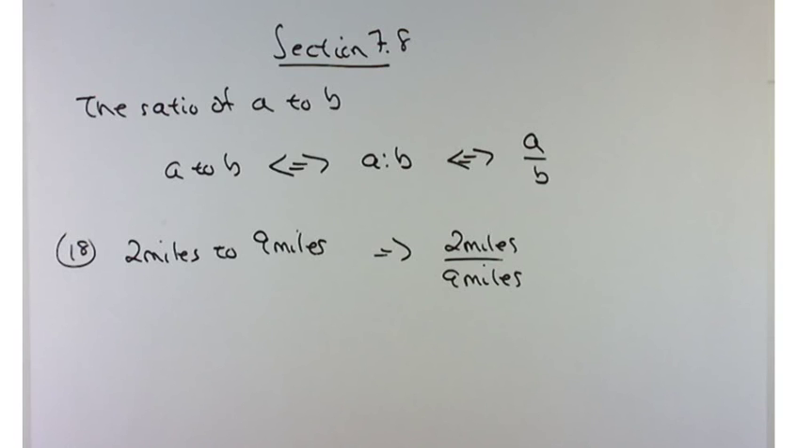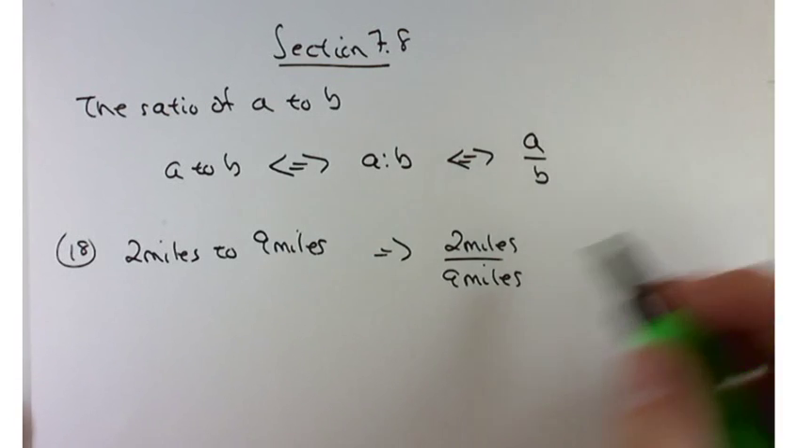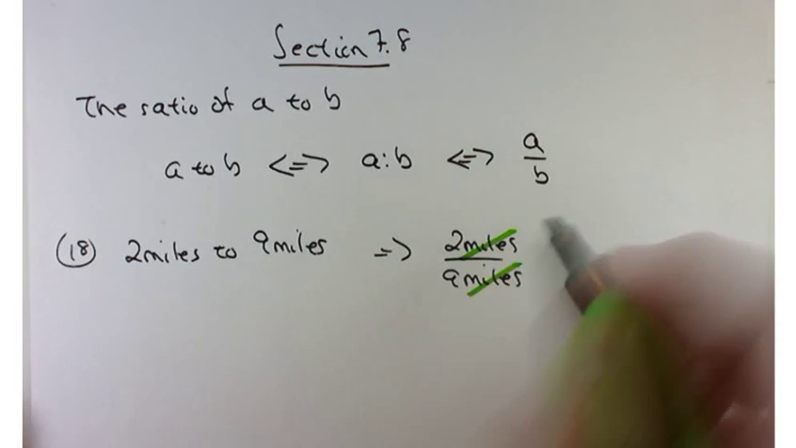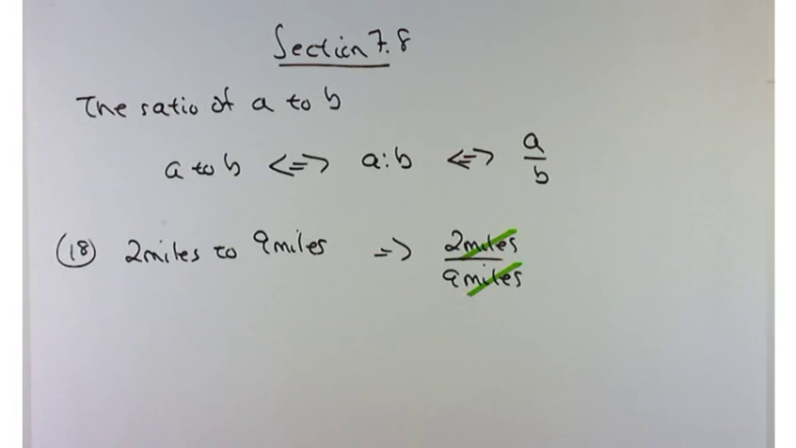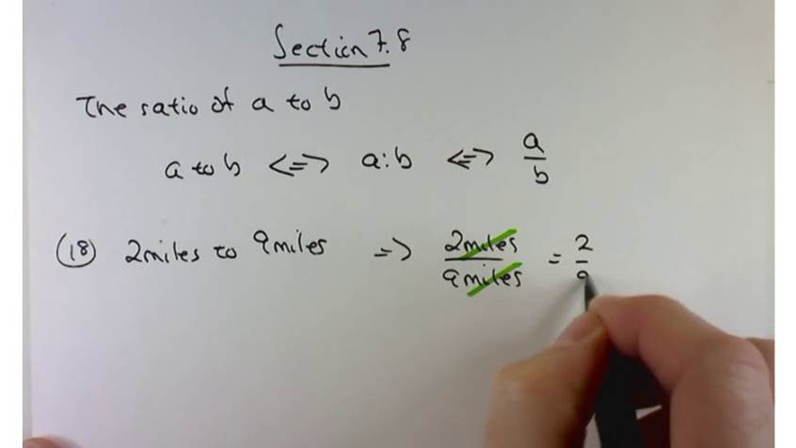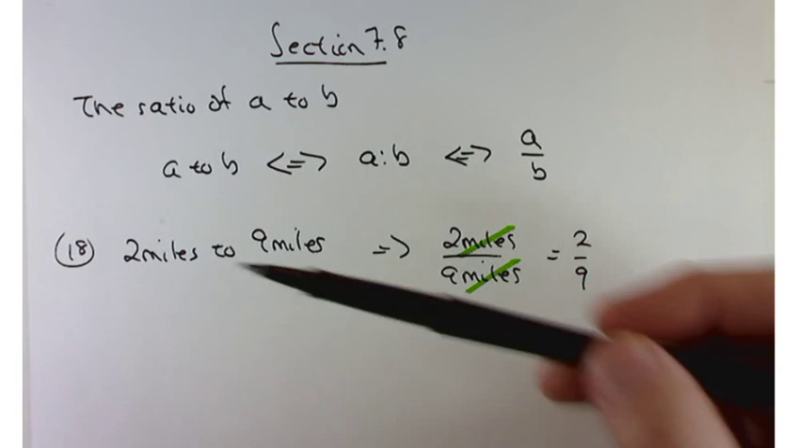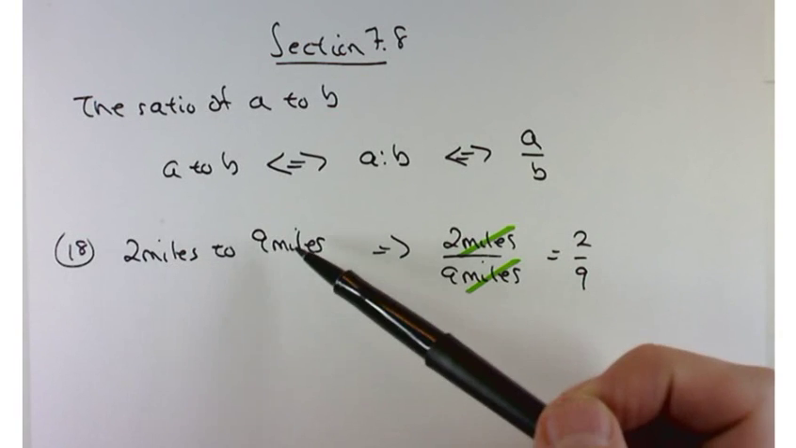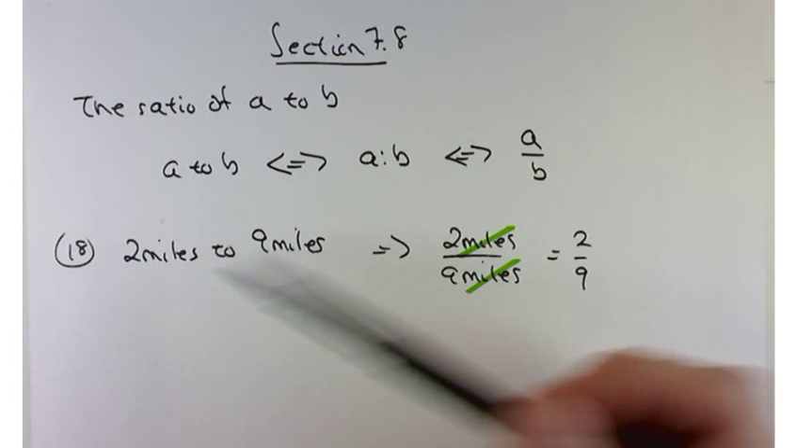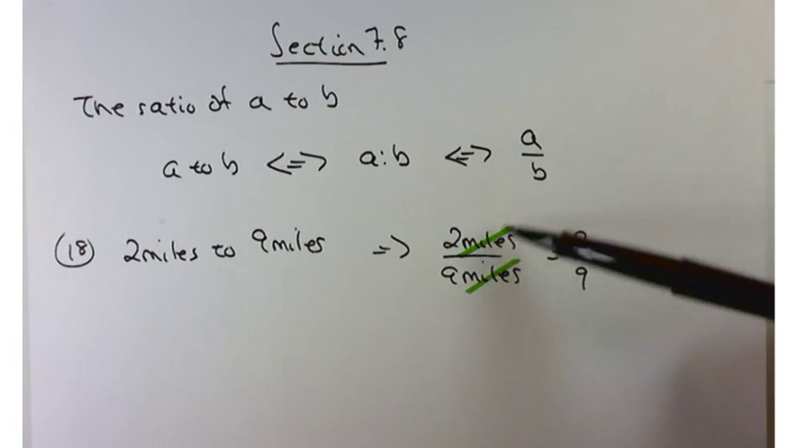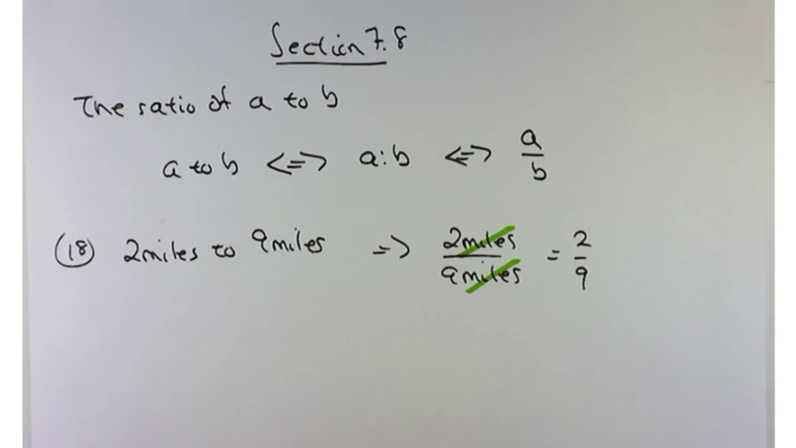Hopefully, though, you don't give me this as a final answer. Is there any simplification I can do? Does anyone see anything? Units of miles will cancel out because it's the same in both the numerator and denominator. So you're just left with 2 over 9. So it doesn't matter if you started out with 2 feet to 9 feet or 2 boats to 9 boats, etc. The ratio is going to simplify to 2 to 9.